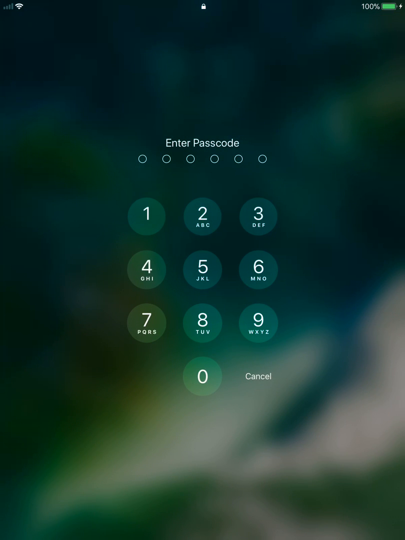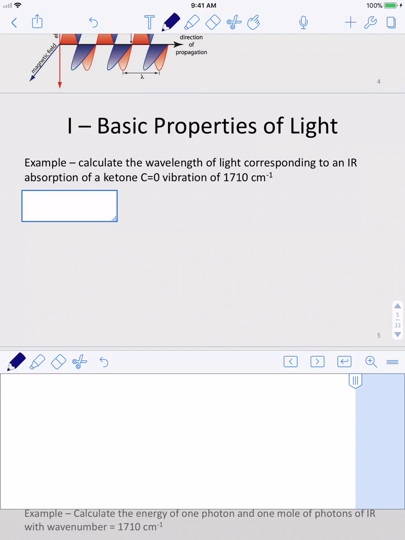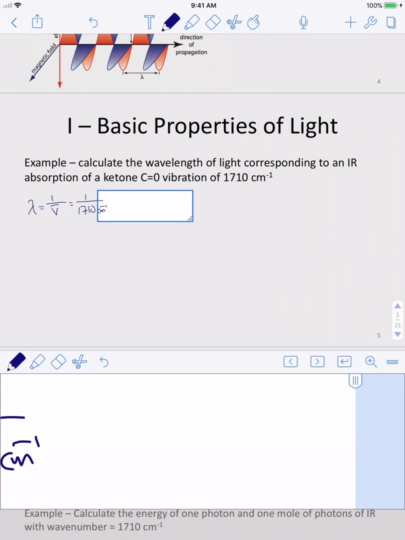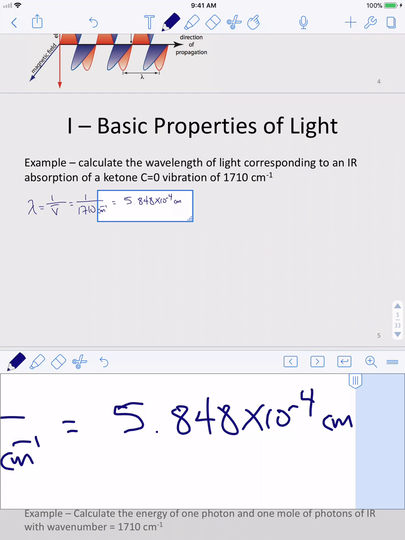Again, we want to calculate the wavelength. So wavelength is going to be equal to the inverse of the wave number. Our wave number is given as 1710 centimeters minus 1. And when we calculate this, we get 5.848 times 10 to the negative 4 centimeters.